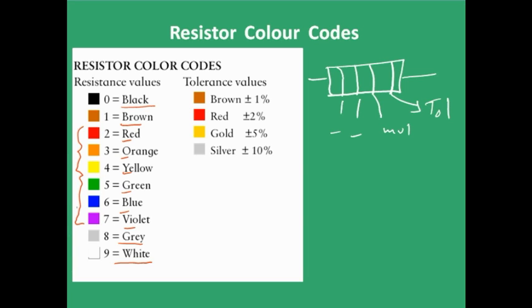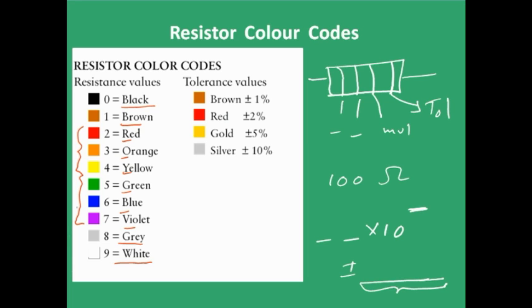I mean, take an example. I want to represent a 100 ohm resistor. Now, the first 2 digits are given by the first 2 colors, and the multiplier or the order, this number 10 power something, is given by the third color band, and finally you write plus or minus something. This value is given by the fourth color.